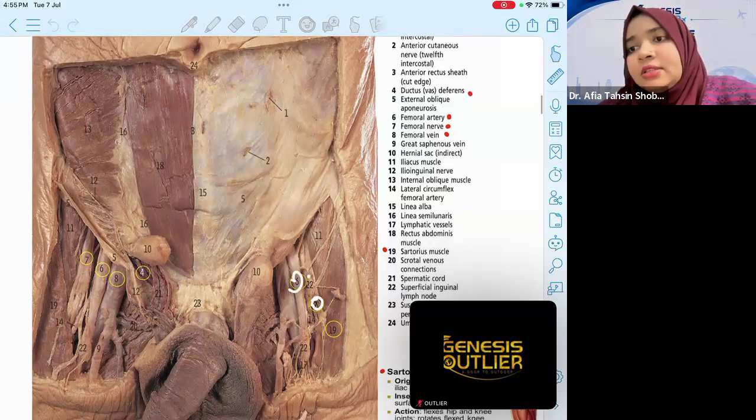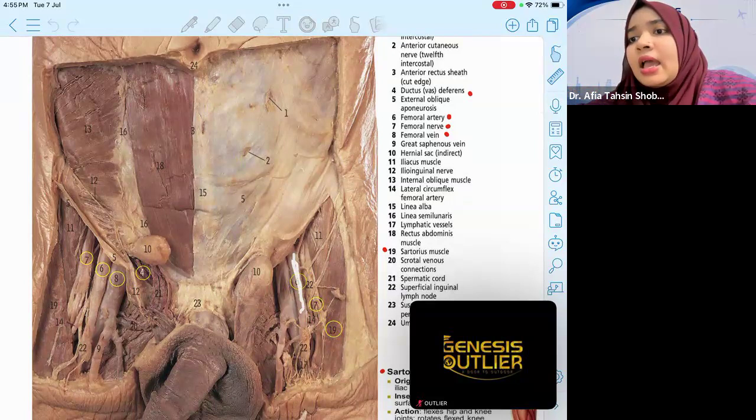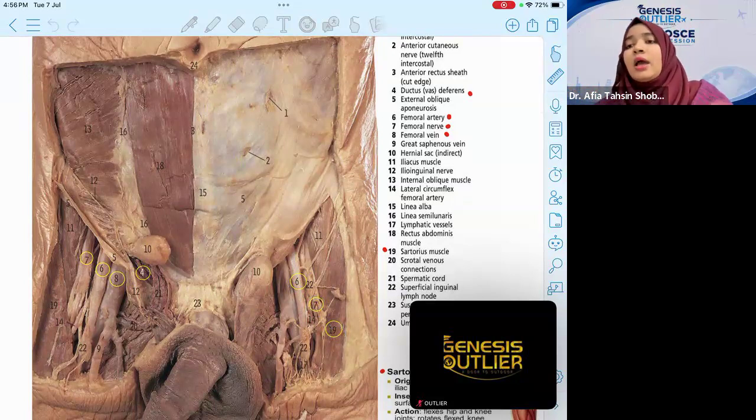6, 7, 19, same structure. 6 is reddish, so it is femoral artery, and 7 is branching, so it is femoral nerve. Okay, and what is this structure? 19 is sartorius muscle. When they ask about identifying this 19, they will ask the next question, tell me the origin and insertion of sartorius muscle. We will cover it in our lower limb portion.